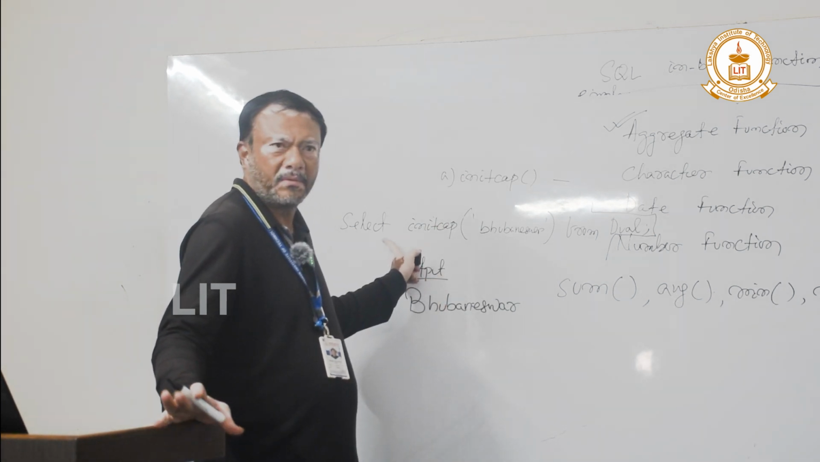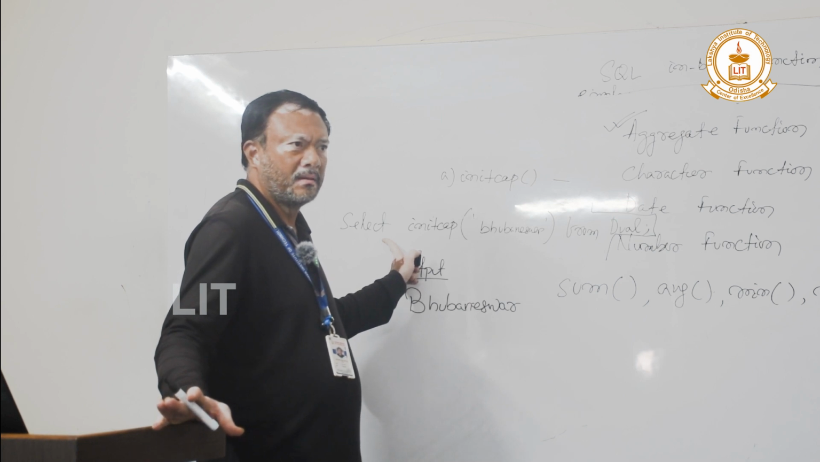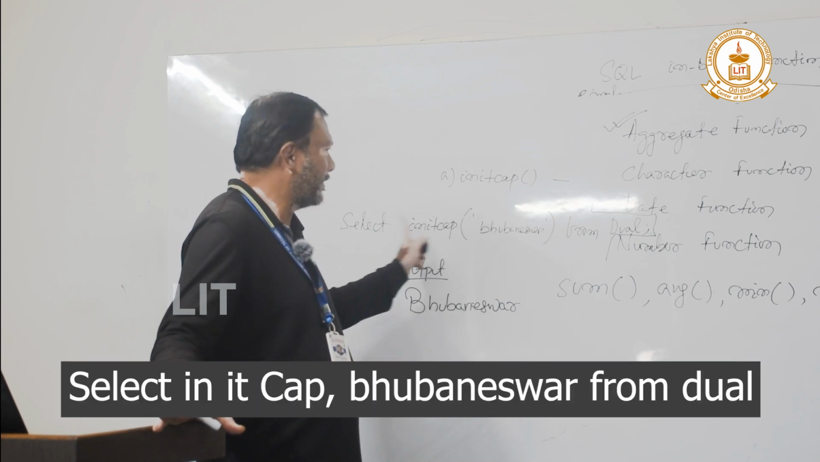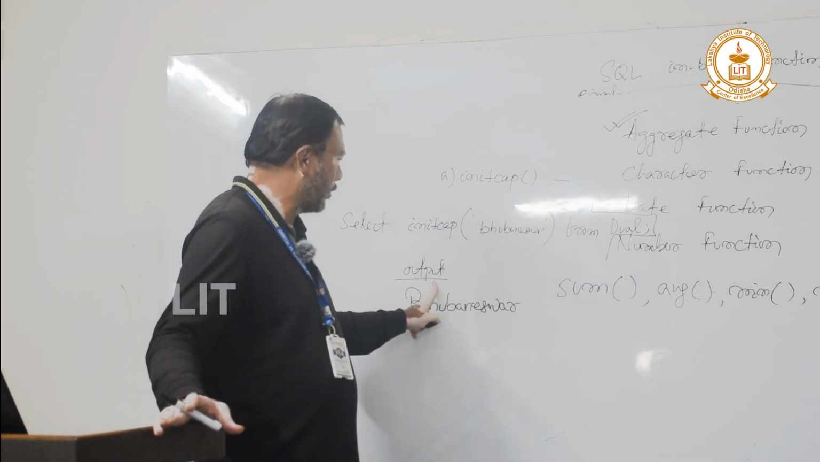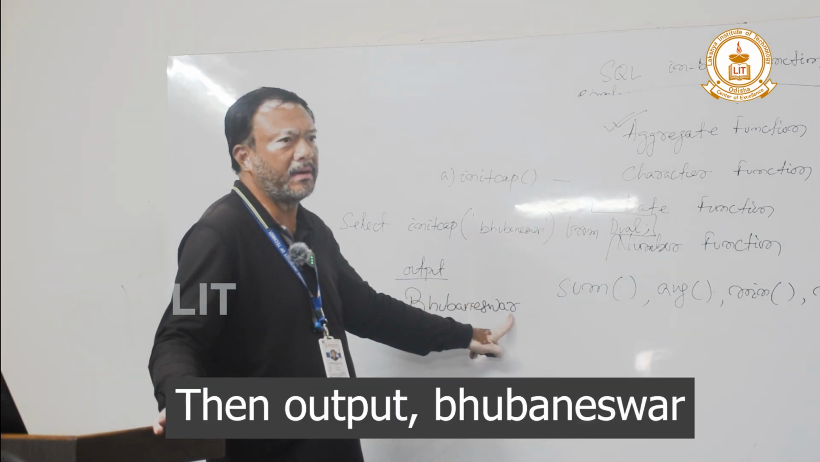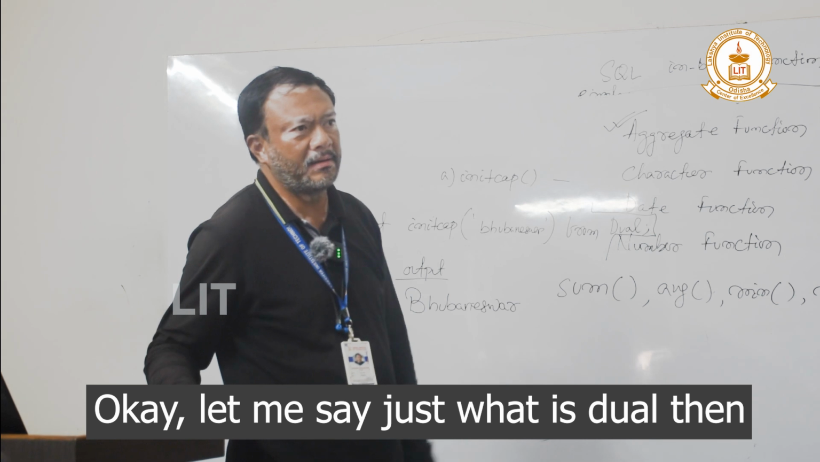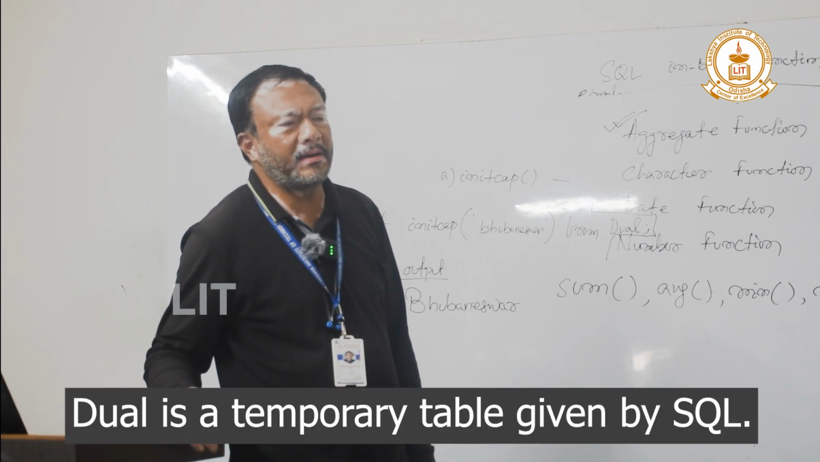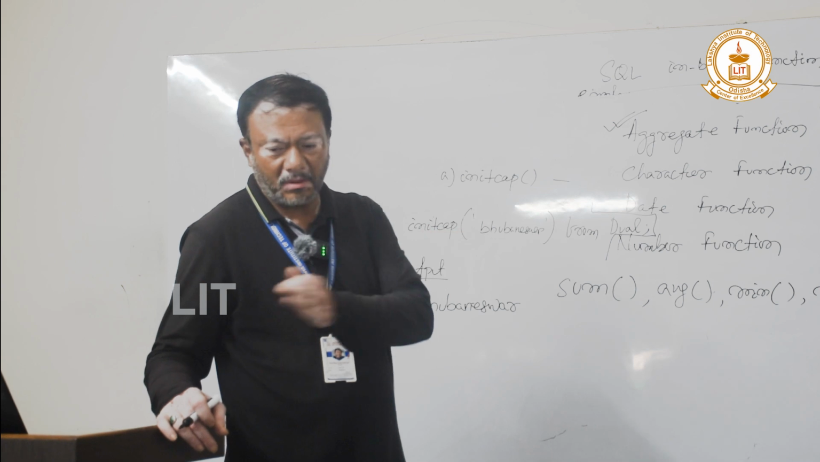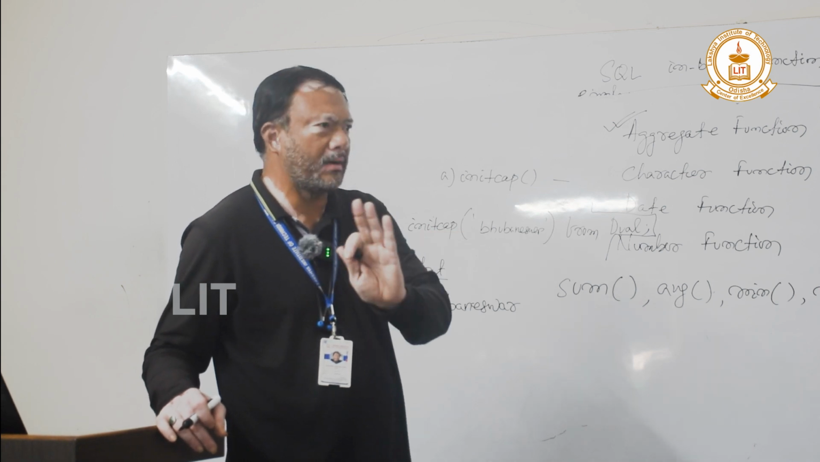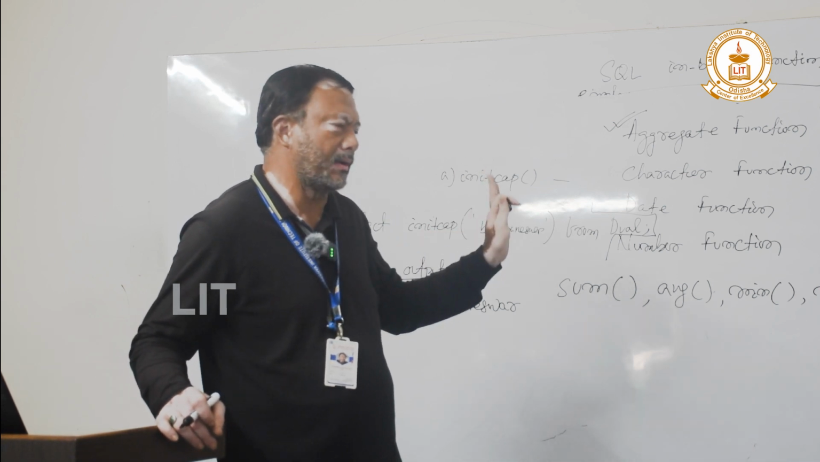Written. Fine? Select INITCAP Bhubaneswar from dual. Then the output Bhubaneswar. Okay, let me say just what is dual then. Dual is a temporary table given by SQL. Some of the rest of the functions are going to work, don't worry. Only INITCAP is not supporting.